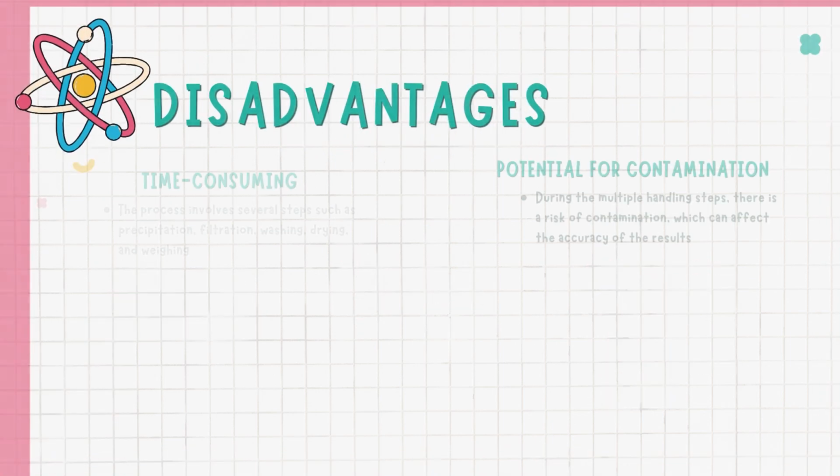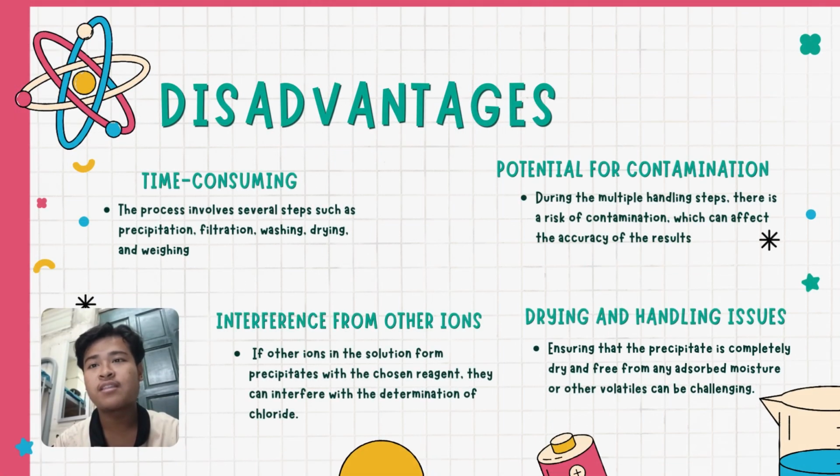Okay, while gravimetric analysis has many advantages, it also has some disadvantages that need to be considered. The first one is that it is time consuming. The process involves several steps such as precipitation, filtration, washing, drying and weighing. These steps can be time consuming and require careful attention to detail.